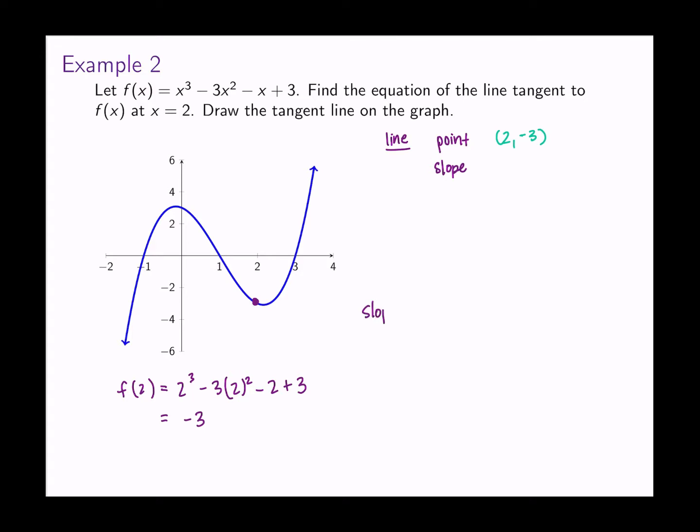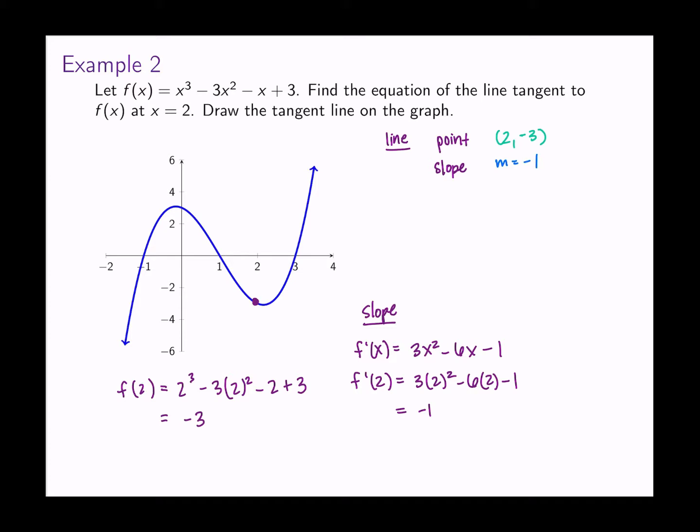To find my slope, I need f prime of x. I've just got a cubic here, a polynomial, shouldn't be too bad. I'll use that power rule. So I'll get 3x squared minus 6x minus 1. In particular, I need the slope at 2. So at 2, I'll have 3 times 2 squared minus 6 times 2 minus 1. If I do that arithmetic real quick, I end up with negative 1. So my slope is negative 1.